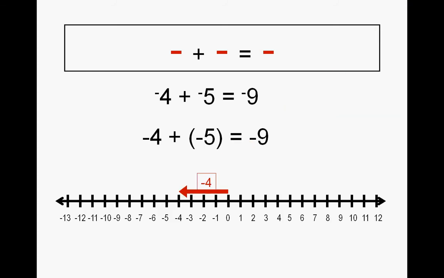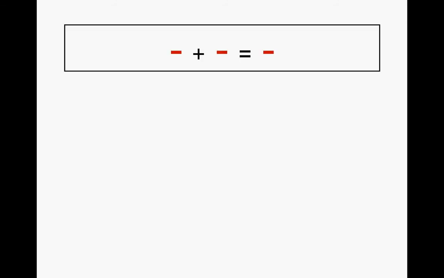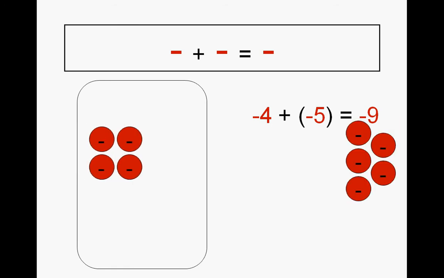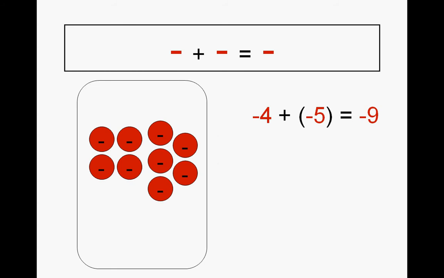On a number line, you have a vector segment of length negative 4 going to the left. You add another vector segment of length negative 5, and your total vector length is now negative 9. If we're using counters, the same thing applies. Make sure you put your middle number in parentheses. If we take negative 4 counters, we add negative 5 counters, we get a total of negative 9 counters.